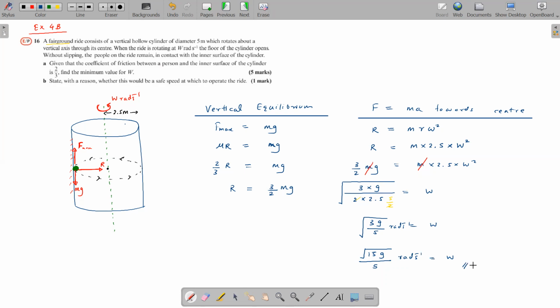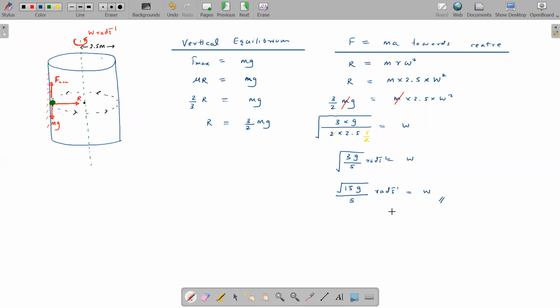So this is the value of W, and if you give g as 9.8, you can also give this answer to 3SF or 2SF. The 3SF answer is 2.42 radians per second. So this is the value of W.